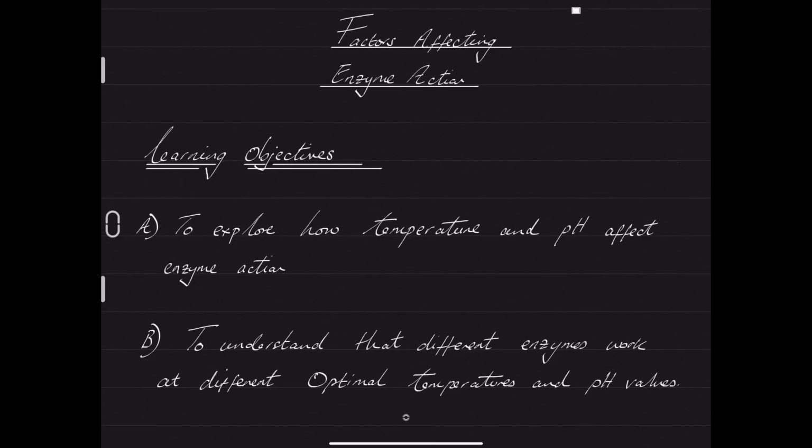Today's lesson, we're going to be looking at factors that affect enzyme action, and specifically the rate of reaction. So for this lesson, the first part, we're going to explore how temperature and pH affect enzyme action. I'm also going to talk about substrate concentration as well. And we're going to see how various conditions regarding temperature, pH, and even the substrate concentration can affect the rate of reaction. The second part, we're going to look at how different enzymes work at different optimum temperatures and pH values.